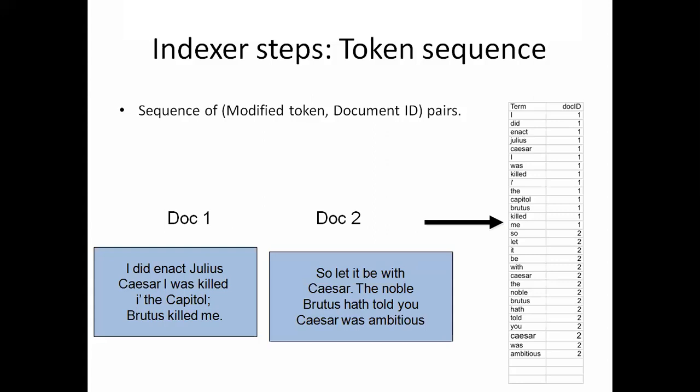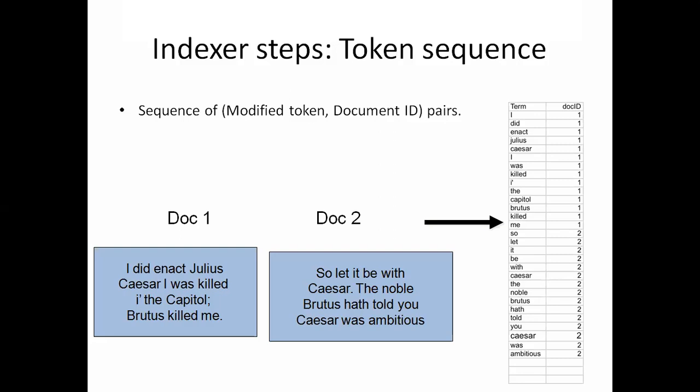Now next one, token sequence. So sequence of modified token and document pair. Suppose there is document 1 and document 2. Document 1: I did enact Julius Caesar and I was killed the capital, Brutus killed me. And document 2: So let it be with Caesar, the noble Brutus hath told you Caesar was ambitious.